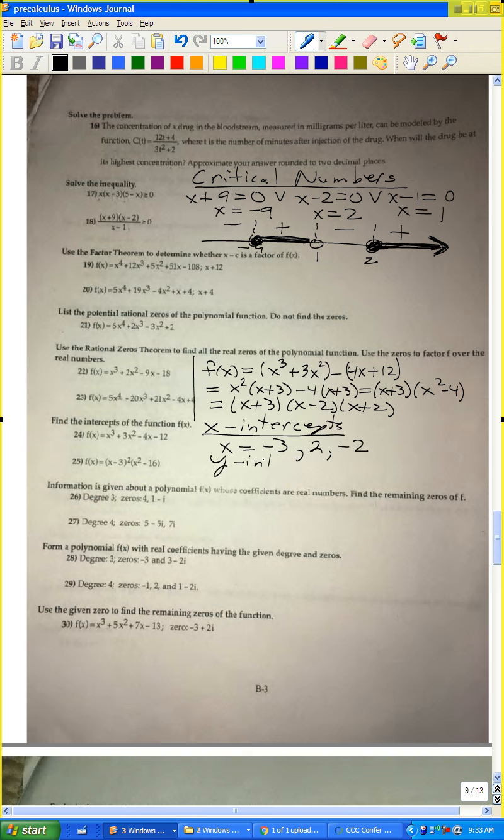Find the y-intercept by setting x equal to 0. If you plug x equal to 0, you get 0 cubed plus 3 times 0 squared minus 4 times 0 minus 12. So y is negative 12. So the y-intercept is at 0, negative 12. And you have 3 x-intercepts at negative 3, 0, 2, 0, and negative 2, 0. Any questions about that?